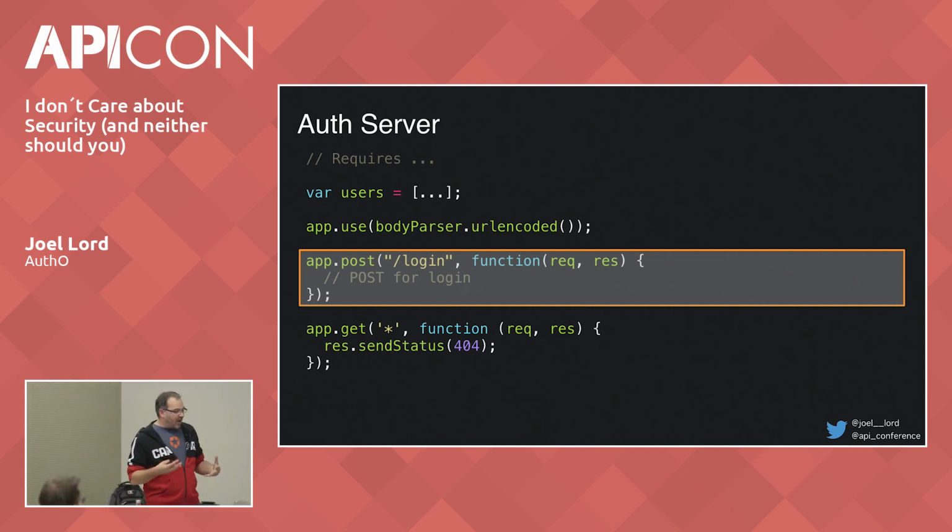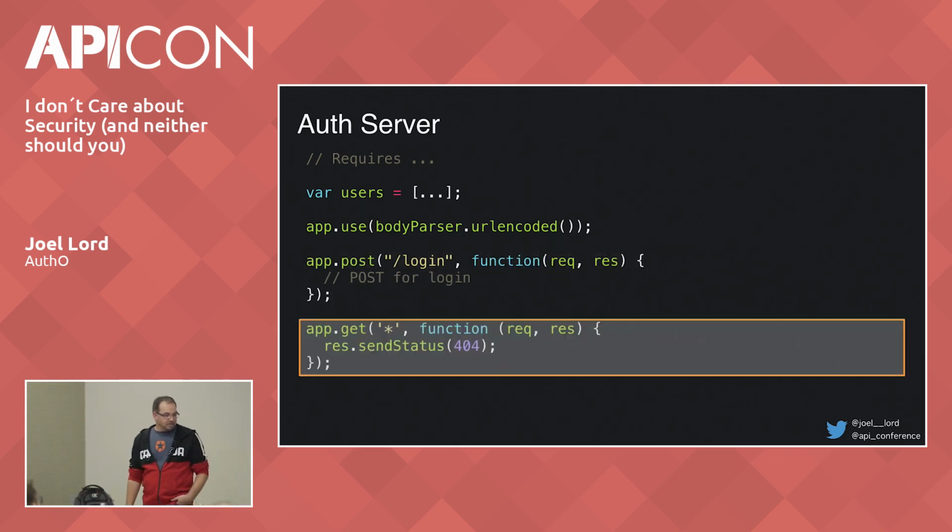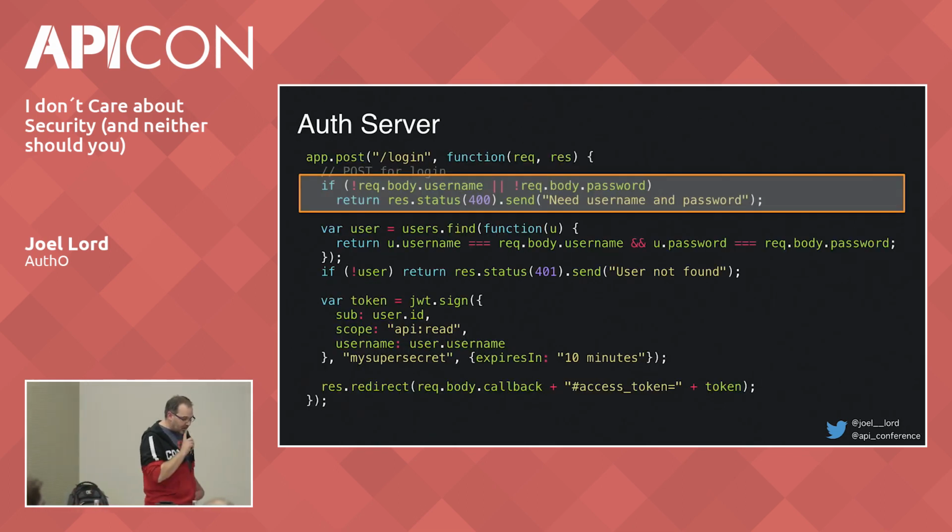So for my authorization server, the important route will be a post route to the /login endpoint. So this will be accessed by using a post request to authorization server /login. And then I'll just have a catch-all for all of the different URLs, or every other request, I'll just send a 404 for everything else. Now back to my login endpoint.